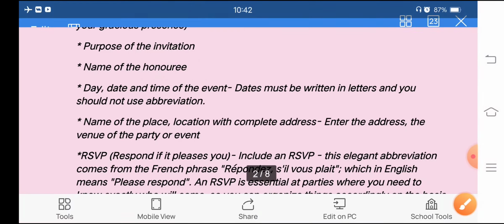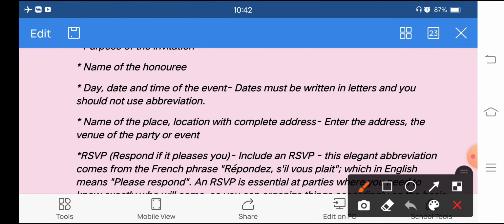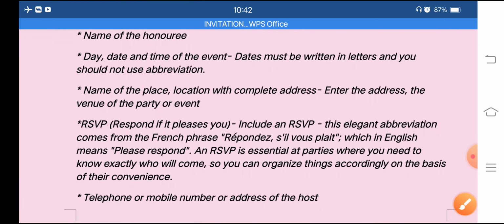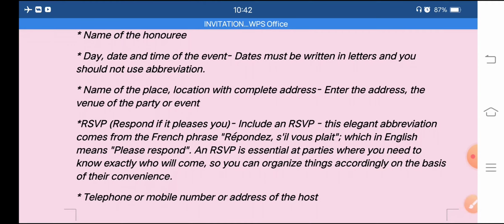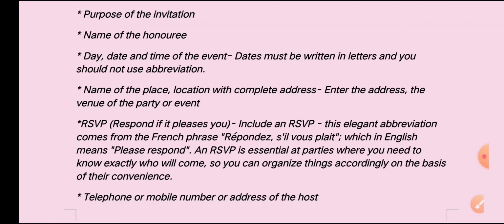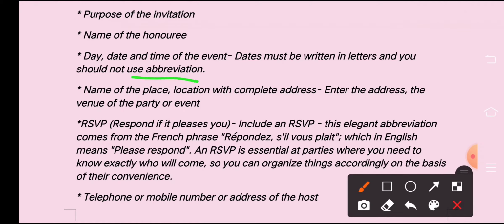Next is day, date, time and event. You have to write down the day, date, time and event. Dates must be written in letters and you should not use abbreviations here, like in months or in days. This is also a very important point. Next is the name of the place, the location with complete address: enter the address, the venue of the party or the event, as you can see in invitation cards.